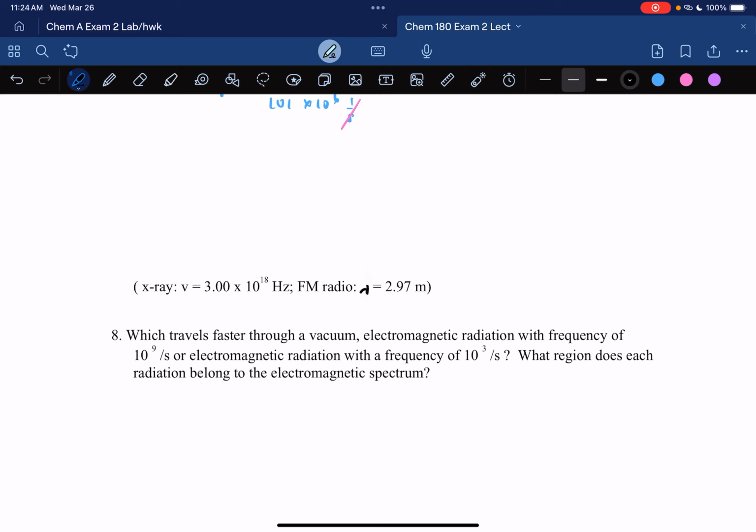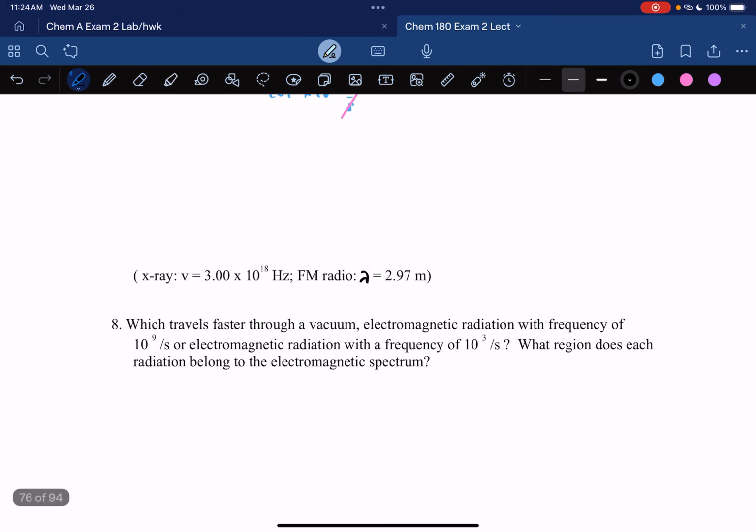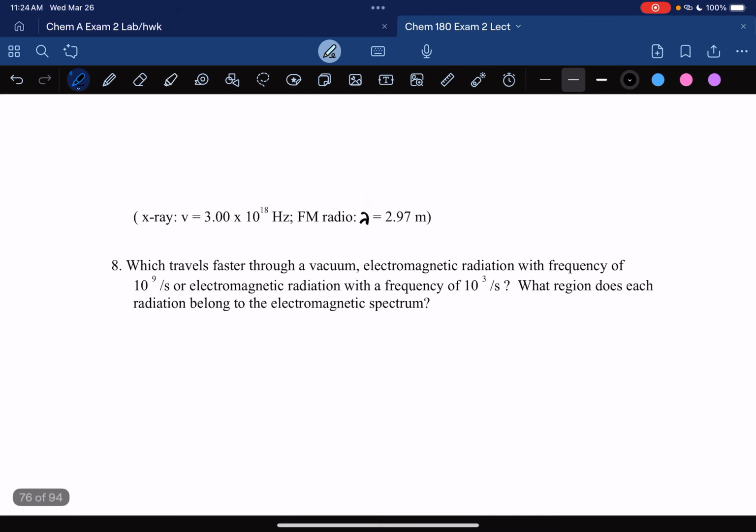What? The 10 to the 9? Neither, but they're the same, right? Because they both are electromagnetic radiation. They travel at the speed of light. Just remember, we use the term light to represent all the electromagnetic radiation, not just the visible light, like radio wave, microwave, all that.